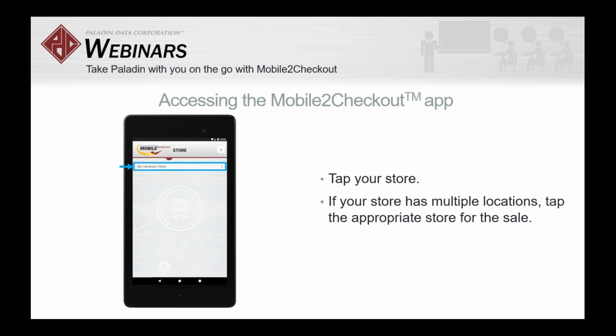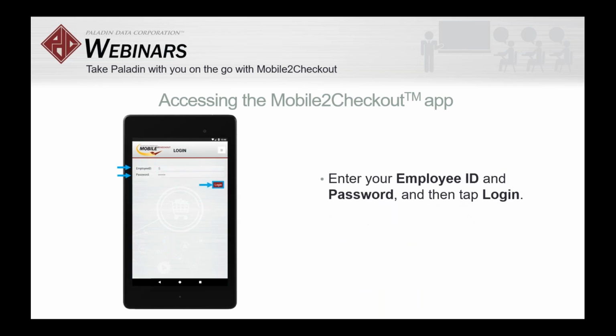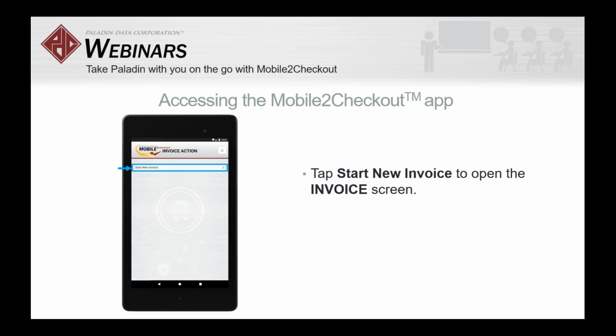And then to continue, now you're going to have a list of your store or stores. If you have multiple stores, they'll be listed here. You just tap your store, and you're ready to go. After that, it's going to ask for your employee ID and password. This is for accountability, so we know who's in the system doing what at all times. So when you enter items into Mobile2Checkout and actually transact payments, it will track that in Paladin along with your credentials.